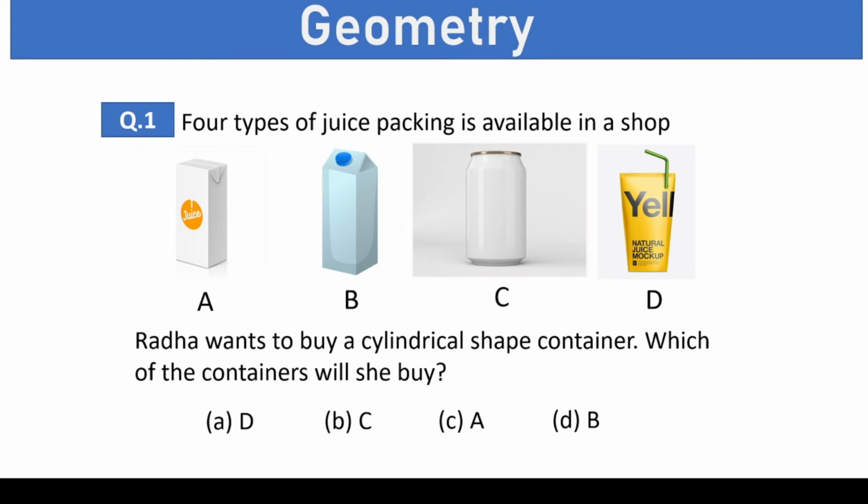Now, question 1 says, 4 type of juice packing is available in a shop. Radha wants to buy a cylindrical shaped container. Which of the containers will she buy? Well, cylinder is 2 circular faces at the top and the bottom and parallel lines joining these circles. Hence, option C is the right answer.